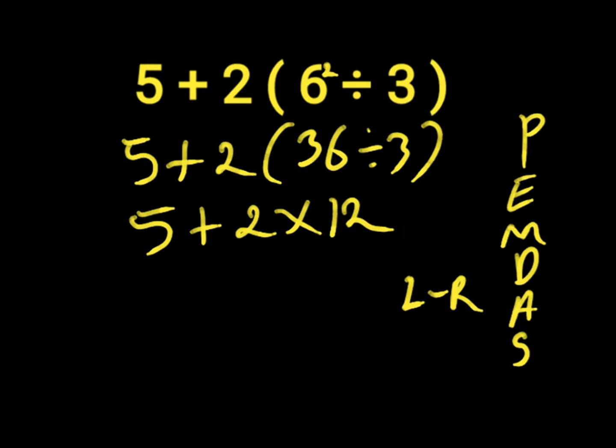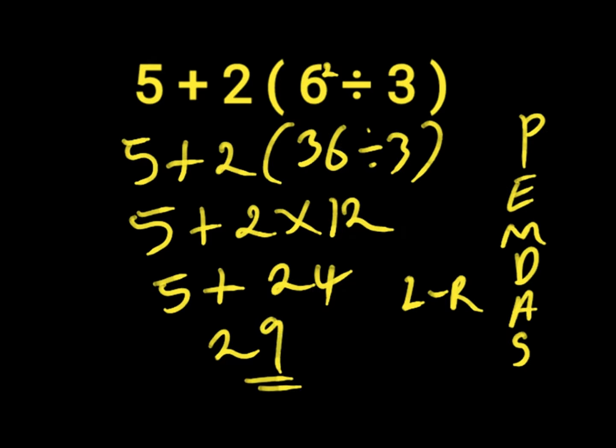Remember, if a number is close to a parenthesis, know that there's a multiplication sign in between, which is this multiplication here. So here we have multiplication and an addition. We first of all solve our multiplication first before addition because it comes first. So 2 times 12 will give us 24. Then we have our 5 plus 24. 5 plus 24 will give us 29. So 29 is the right answer to this expression.